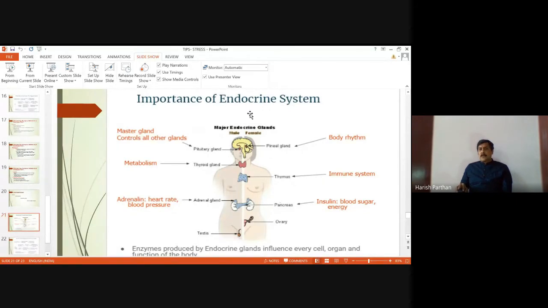It is the endocrine system. You see that you have your pineal gland. This is very, very important for your body rhythm. Your body moves in a particular rhythm: when it should get up, when it should excrete, when it should eat. All these things are guided by your pineal gland. The thymus is responsible for your immune system, in the chest.